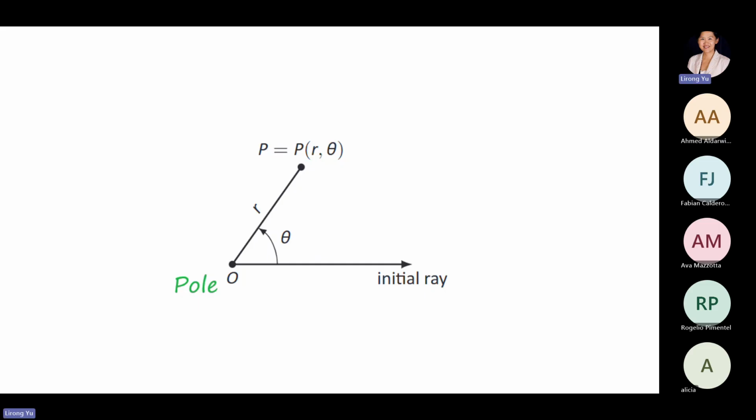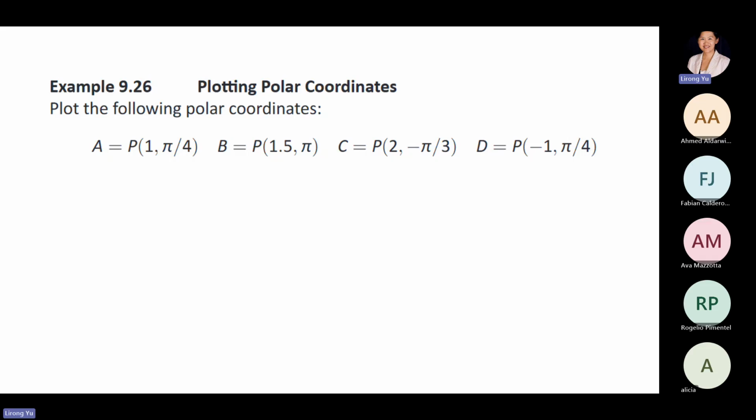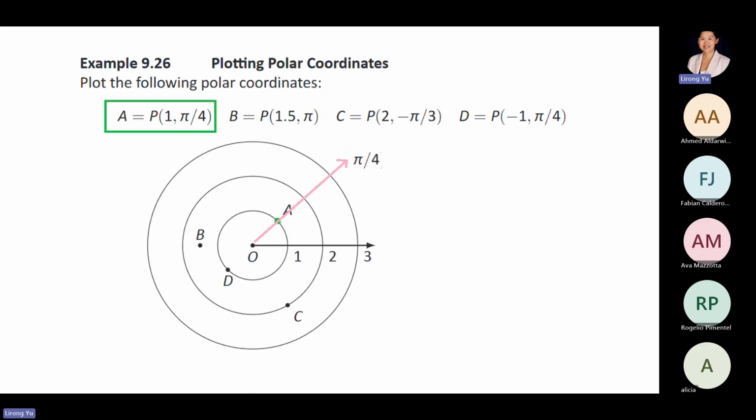So we consider the angle as if you rotate from the initial ray to the ray OP. A positive rotation will be counterclockwise, and a negative angle will be a clockwise rotation. Right? We practiced identifying some of the key points, so we went over them one by one.